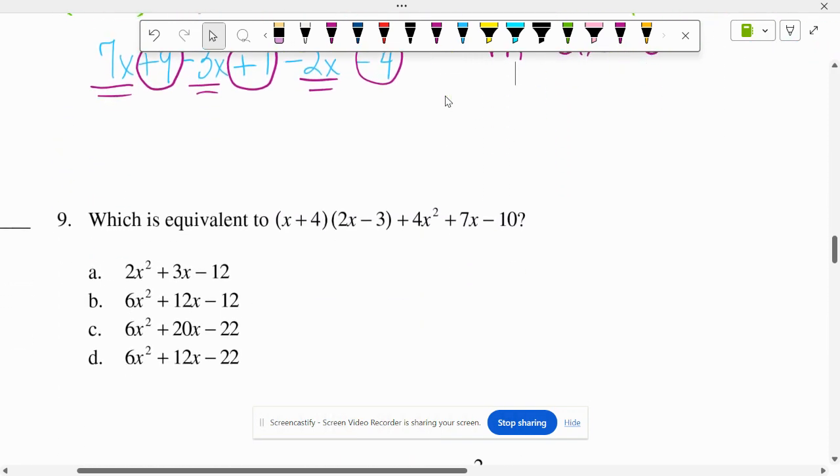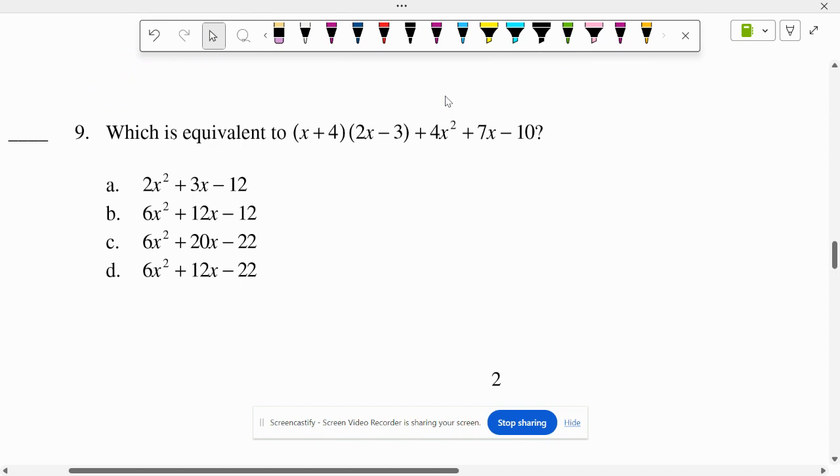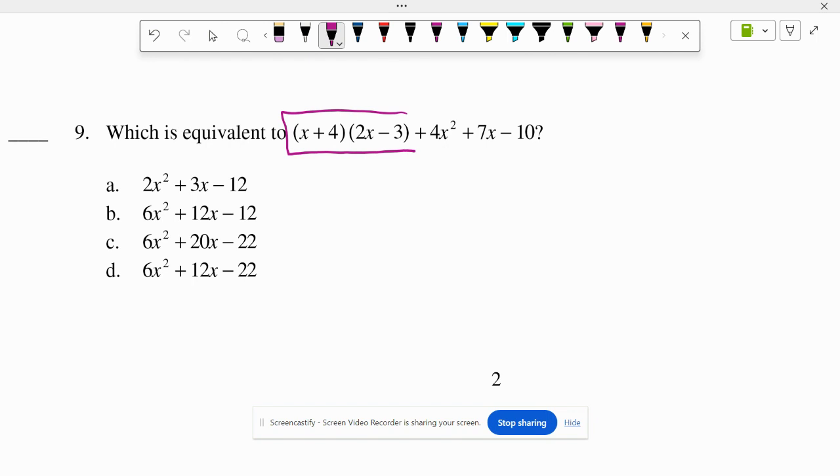All right, next one. So we have quite a few operations taking place in here. We have some multiplication or double distribution. We have some addition and some subtraction. Order of operations says we have to do what first, Jansen? Do we multiply first, do we add, or do we subtract? Multiply. So I have to take care of this first.